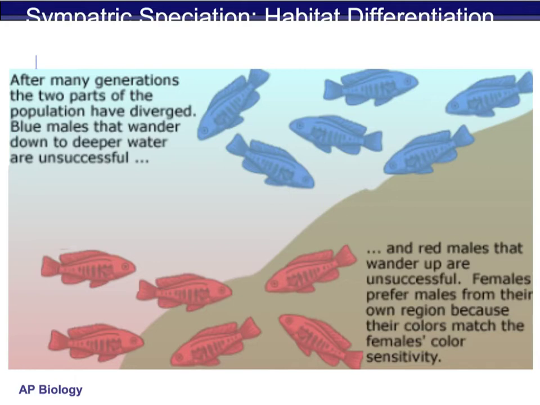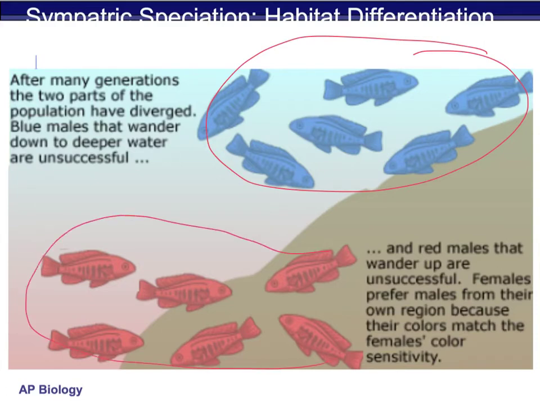Alright, so here's just a picture kind of showing you what I meant. All of our blue fish are going to be gathered close to the top. That's where the blue light is. That's where they can see each other and recognize each other as potential mates. Whereas our red fish are going to be along the bottom because, again, that's where they can see each other. That's where their preference lies.